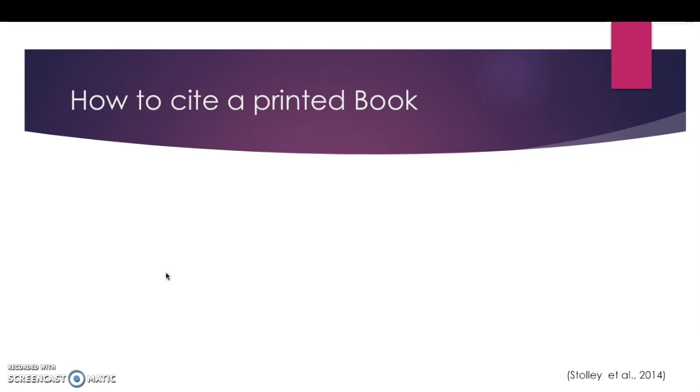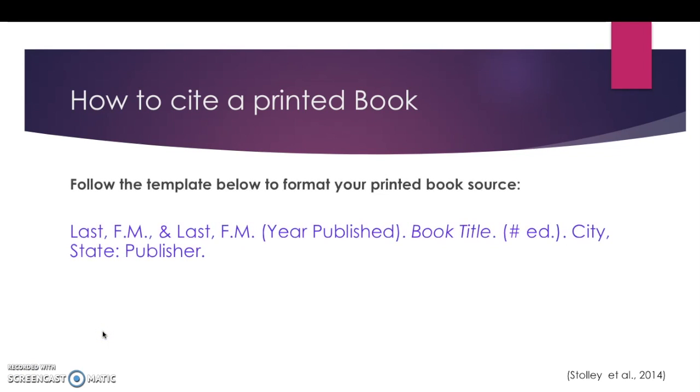Let's look at how to cite a printed book first. Here's the basic template pattern. You can use templates like this to help you fill in information. For any APA reference citation, list the author by last name, then first initial and middle initial if available. The year the book was published in goes in parentheses.